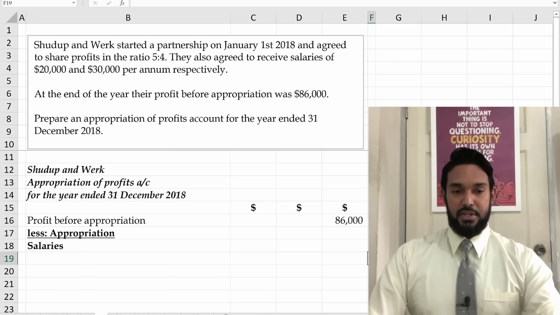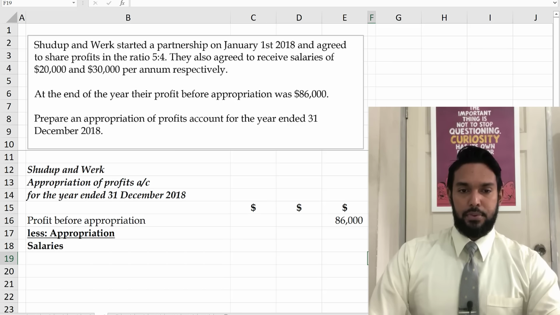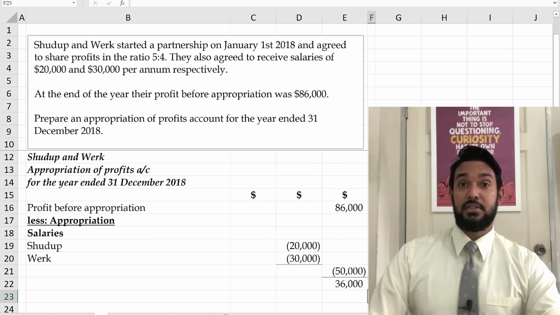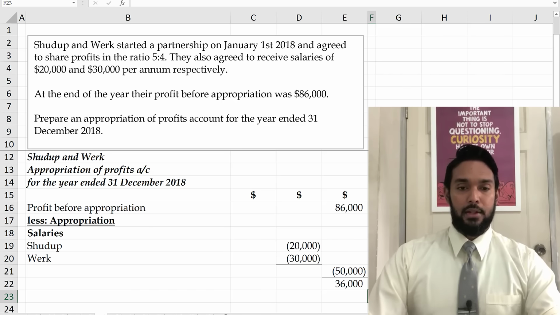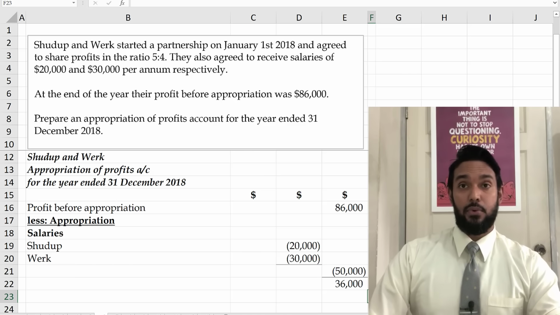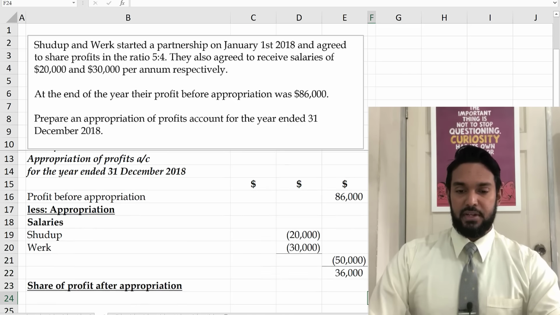So we have salaries. Shut Up gets 20,000. Work gets 30,000, which means there's a total appropriation so far of 50,000, which leaves 36,000 to be shared between them in the ratio 5 to 4. Now, what do we do with this ratio 5 to 4? We add the two numbers together. 5 and 4 will give us 9. So we have a 5 ninths and 4 ninths split. Shut Up gets 5 ninths.